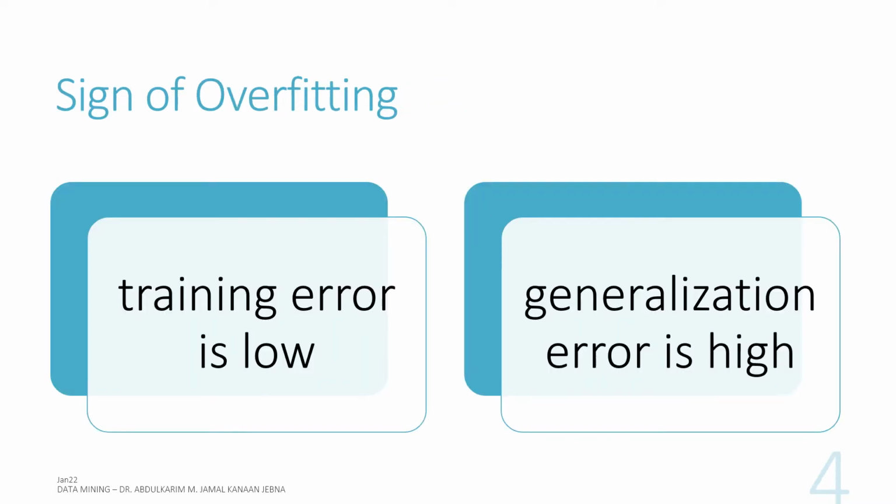How do you recognize if your model has a sign of overfitting? The general concept is to check the modeling error. You will notice that when you apply the training dataset, the error is low, but once you apply an unseen dataset or the test dataset, the error is high. That means the generalization error is high. So once you compare the training error and the generalization error, and you see that the training error was low while the generalization error was high, this indicates you have an overfitting case.